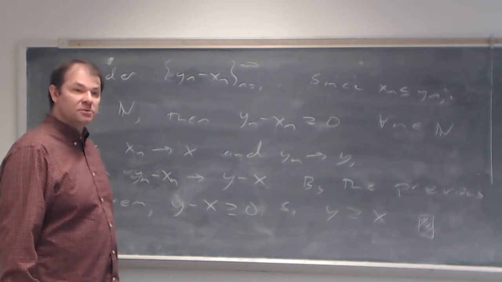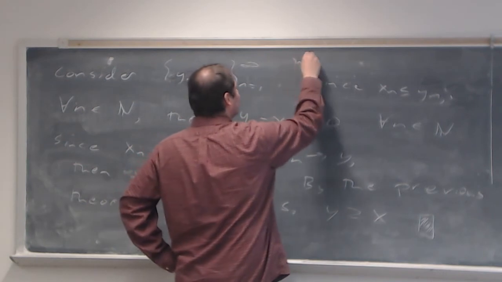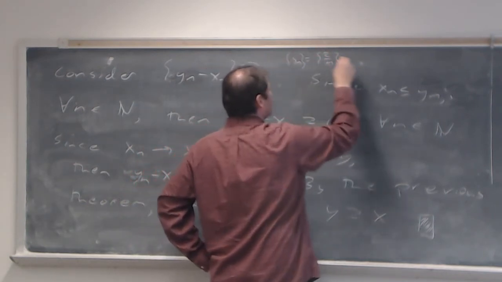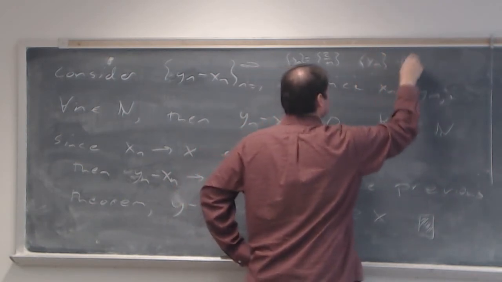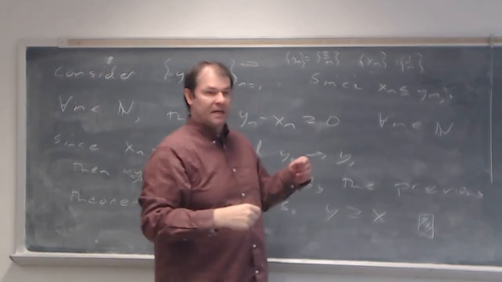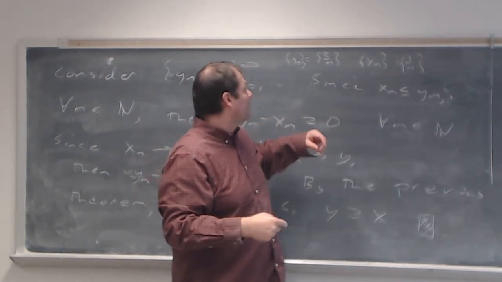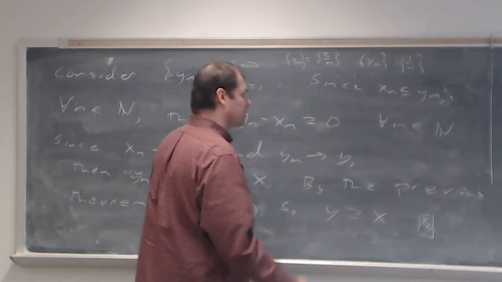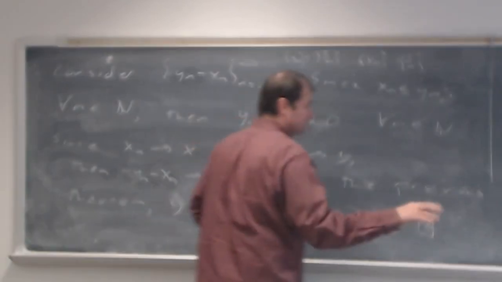I'll show you a quick example. If you say y sub n is equal to 2, and x sub n is equal to 1 over n. Which one's bigger all the time? y sub n. Right, it's double this one every time. But they both converge to 0. That's right. So we don't have the strict inequality being held. That makes sense.